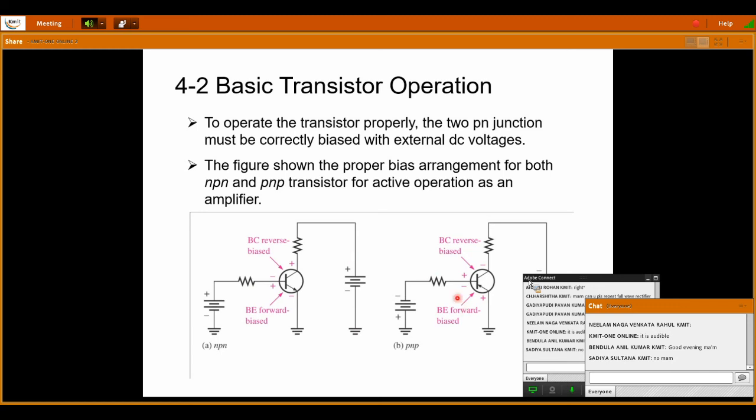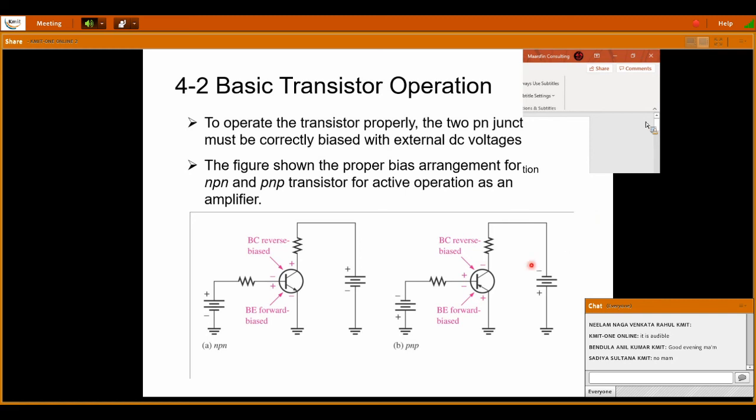On your PNP, also forward bias your input junction using your external DC source. Next, reverse bias your output junction using the second additional source which you are going to utilize here to reverse bias your output junction. Let me name this as VEE, whereas this we name it as VCC.